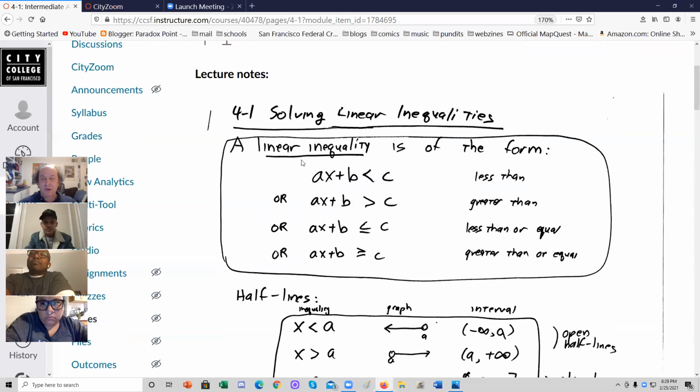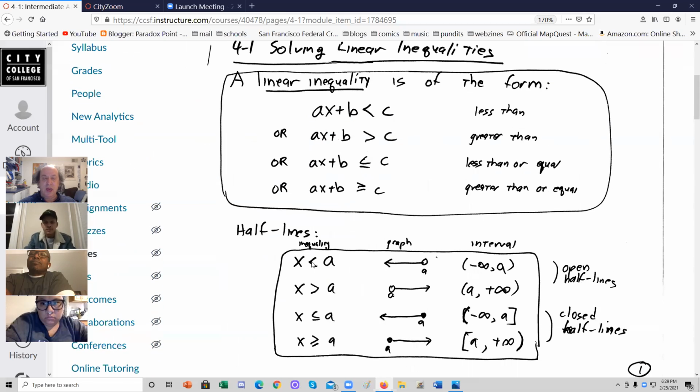Now, solutions to these will consist of saying x less than a, x bigger than some a, x less than or equal to a, x greater than or equal to a. We'll solve this for x by means similar to the ones we've used before for equations.